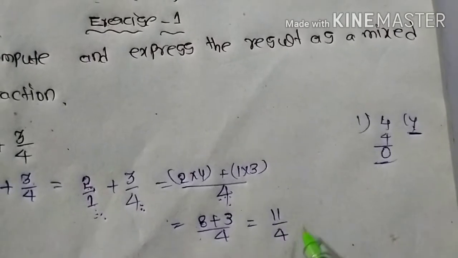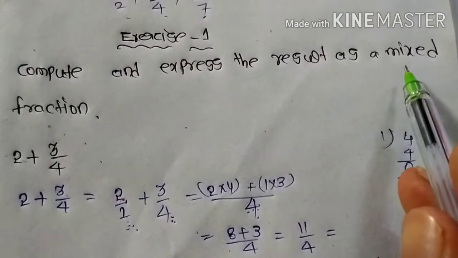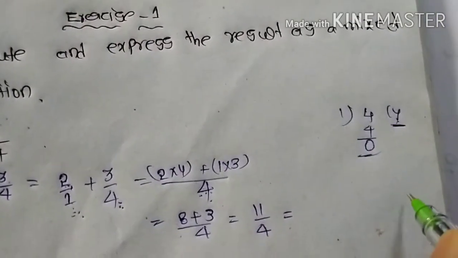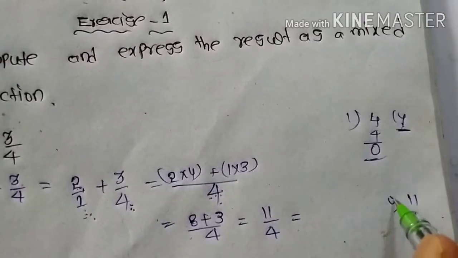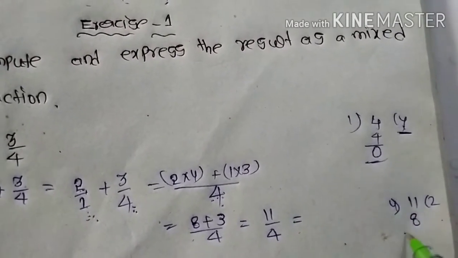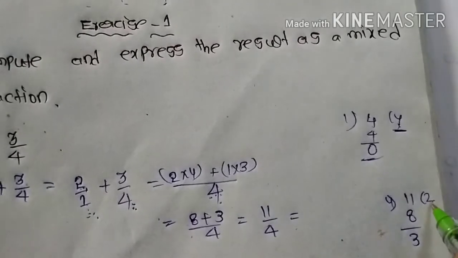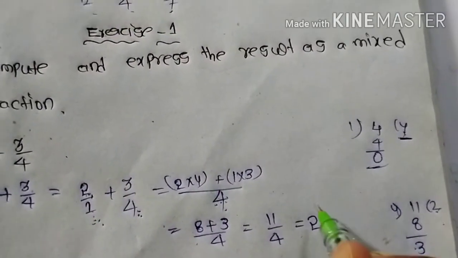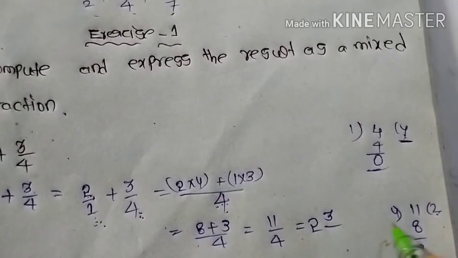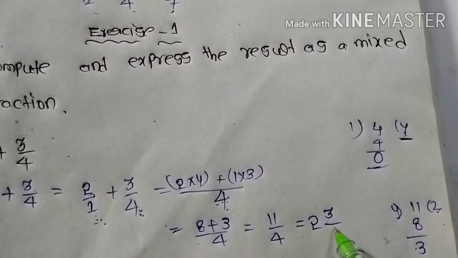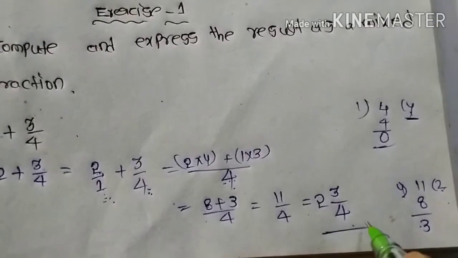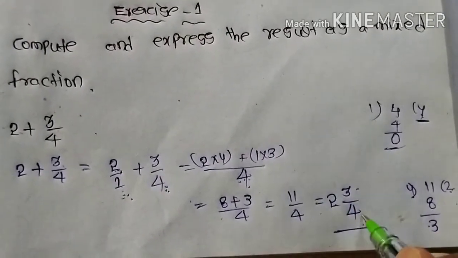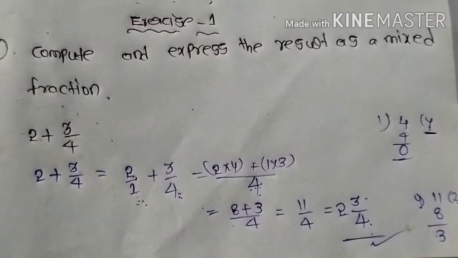11, 11 by 4. Already they mentioned you can write it in mixed fraction. How can you write a mixed fraction? You can see here 11 by 4, 4 2 ja 8, remainder is 3. First you write the integral part 2, next you write the remainder, which is 3, by the denominator, that means the divisor. Your answer is how much? 2 3 by 4 is your answer.